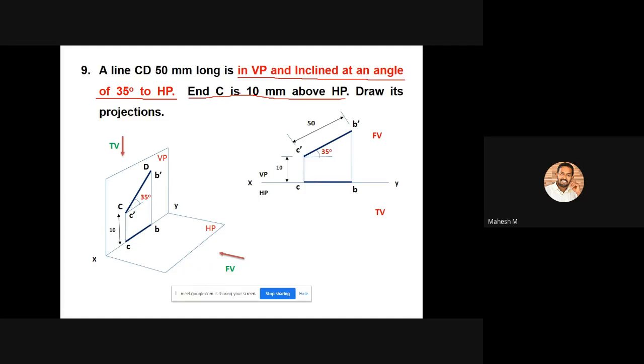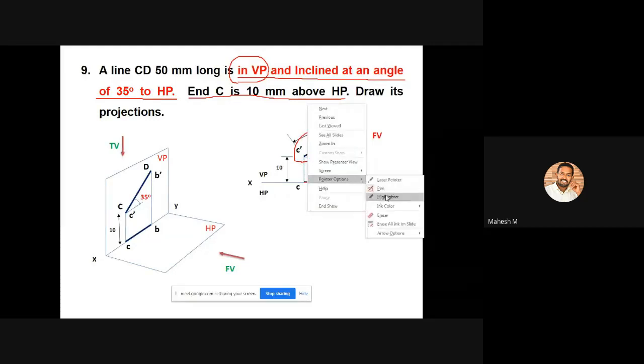So what is the other condition? Here they have given: it is in VP. A line CD 50 mm long is in VP. Okay, and it is inclined at an angle of 35 degree to HP. That means you have to create the top view. So the top view should be directly on the reference line. So here you have to create the front view first. Okay, so next you have to draw the top view.